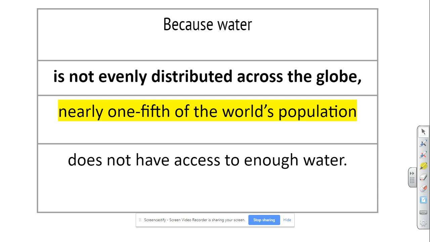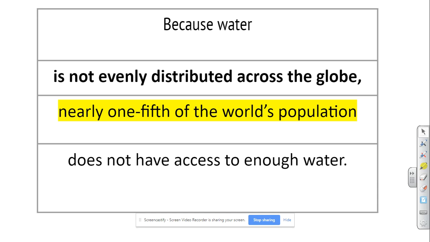Who is this sentence about? And how do you know? Think about that a second. This sentence is about 1/5 of the people in the world. The apostrophe S makes world's a possessive noun, so we know that it is about the population of the world.